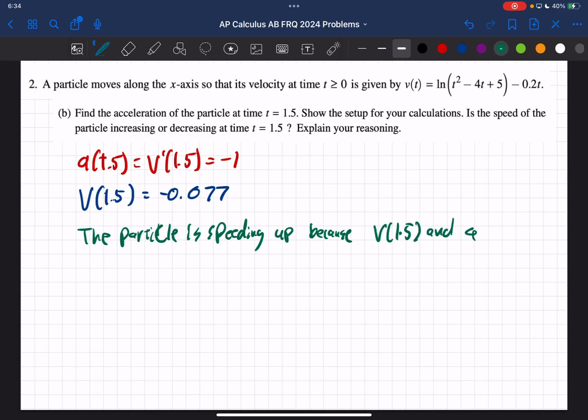and a, whoops, I shouldn't use a. As much as they say acceleration, we shouldn't use a, we should use v prime of 1.5, let's clean that up, have the same sign. So we have to connect the idea of speeding up with same sign, but we also have to demonstrate that by showing that we knew how to find the velocity right here at that point and the acceleration at that point.